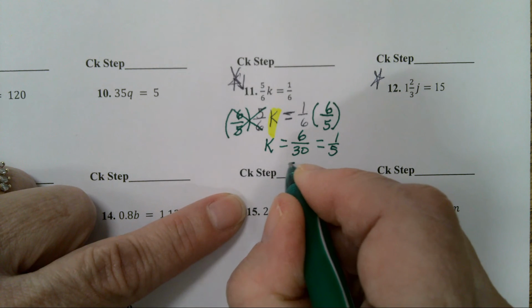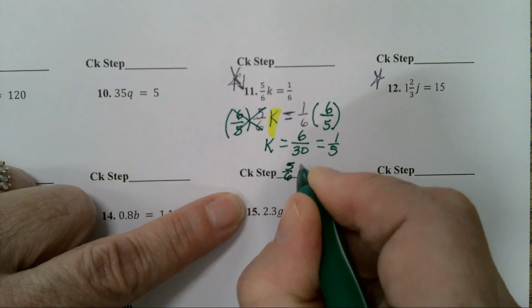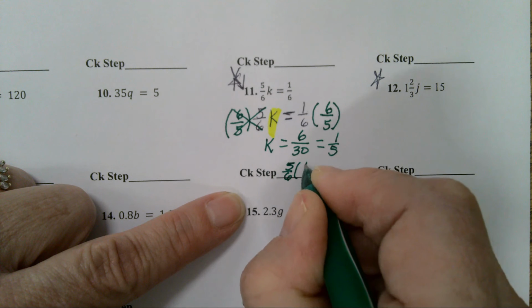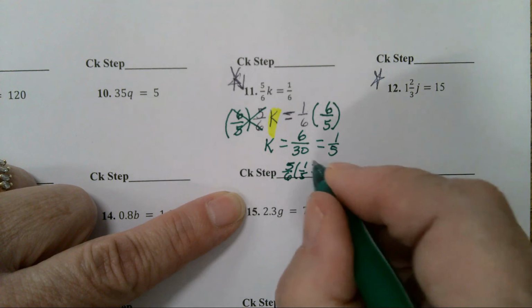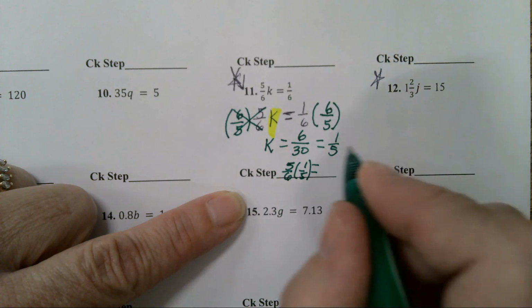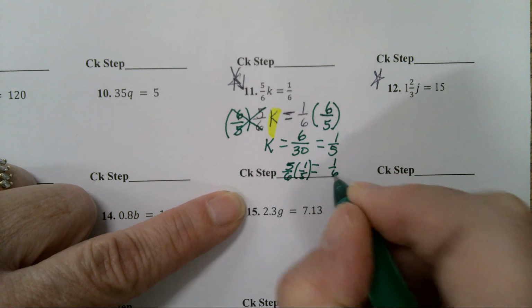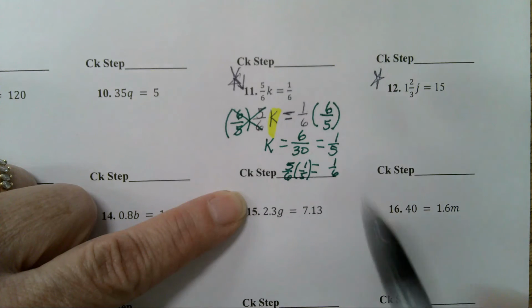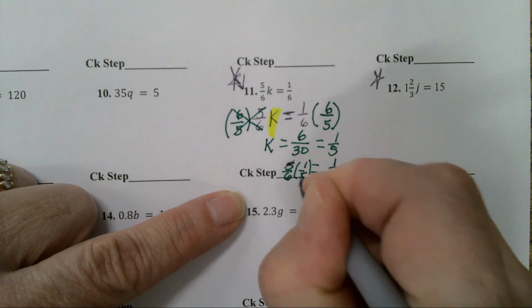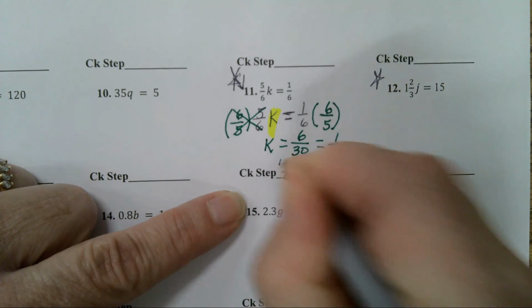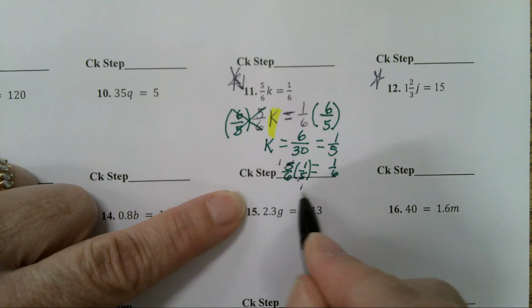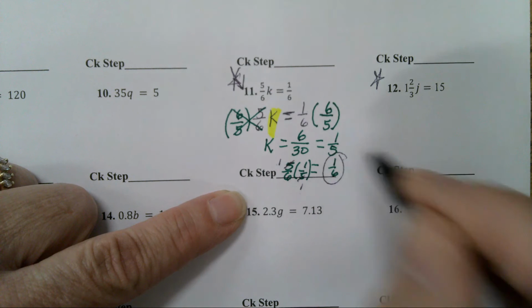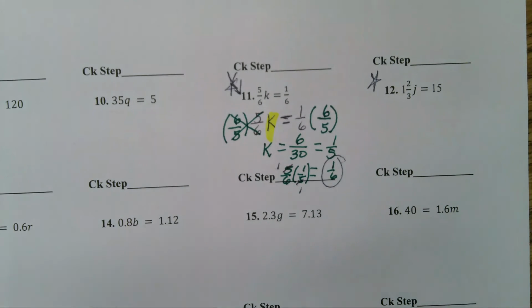Now for the check step. Does 5/6 times my answer 1/5 equal 1/6? Well, let's see. Yeah, it does. The 5's can cancel out and turn into 1's. 1 times 1 is 1. 6 times 1 is 6. And we have the check step, all right? We'll practice this again later on.